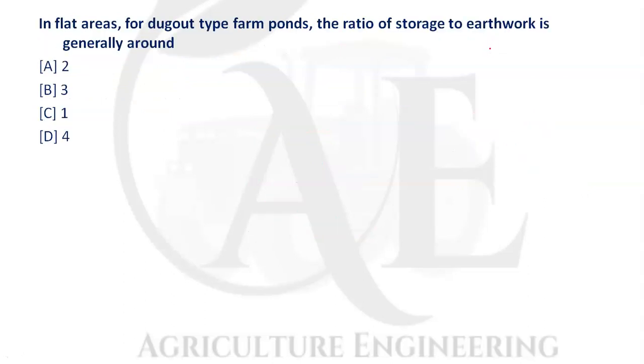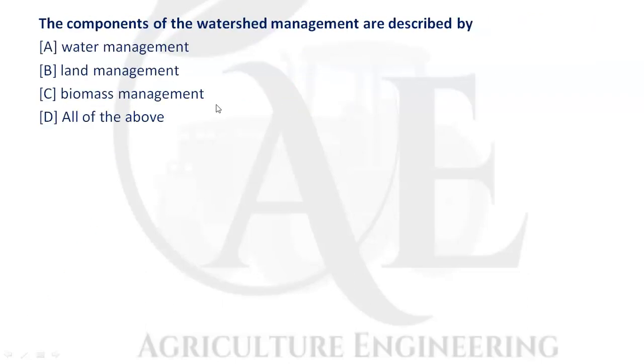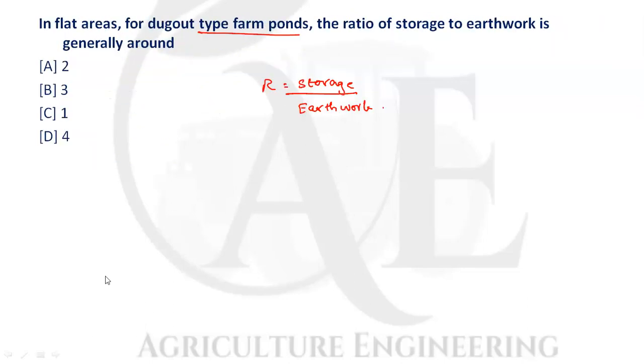Next question. In flat areas, for the dugout type farm ponds, the ratio of storage to earthwork is generally found. Storage to earthwork. So, what is the ratio of the dugout type farm ponds in flat area? It should be generally around 1. So, option C is the correct answer.